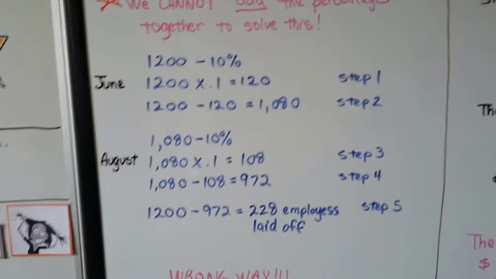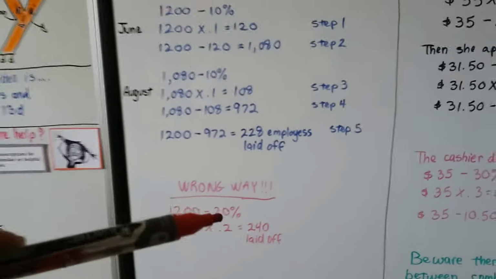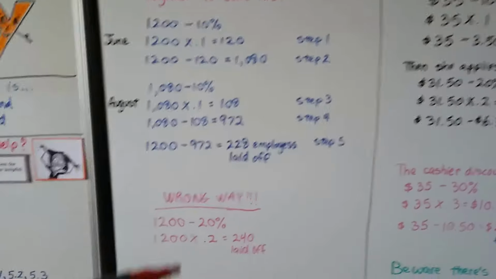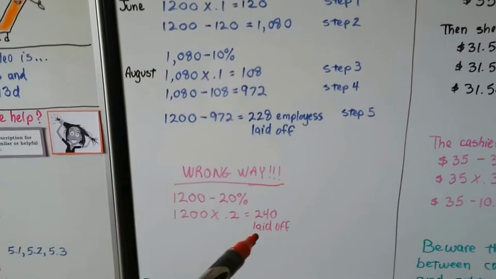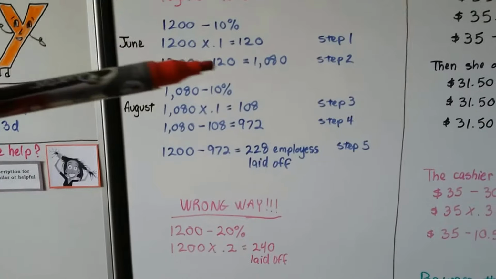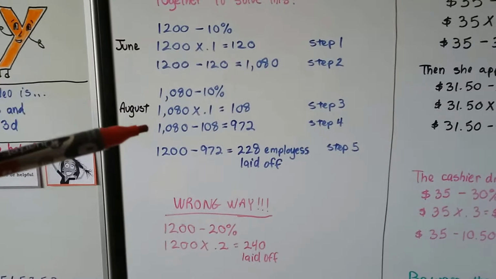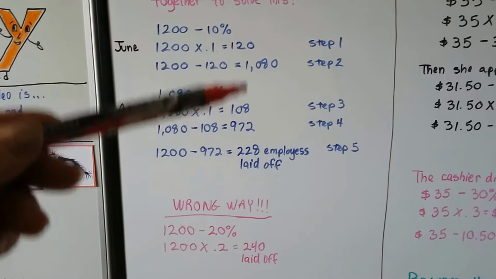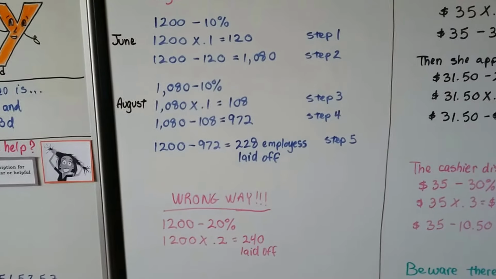See that? It would be wrong to group the 10% from June and the 10% from August together. You can't just take away 20%. That means 240 people were laid off. See? We can't do that because in June, there were still 1,080 people working there when they took the other 10% away. That's a smaller amount. See? See how important it is to do it in 2 steps?